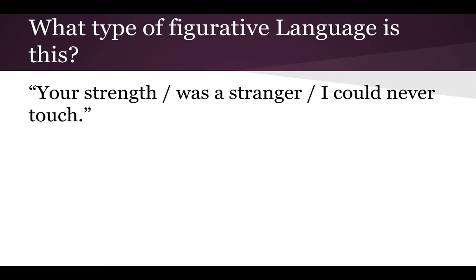your strength was a stranger I could never touch. Well, your strength, the father's strength, was a stranger. So the father's very distant and could never touch. So it makes me think that this father had to be strong for his family, but by being strong for his family, it made him kind of emotionally cold.